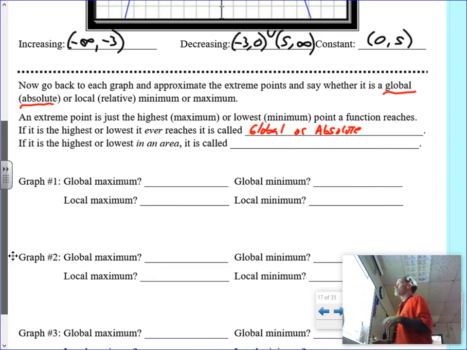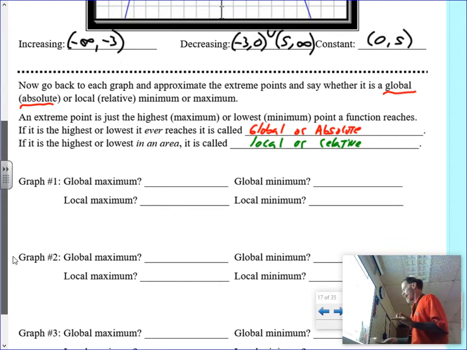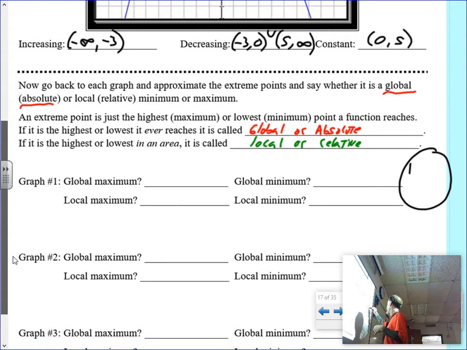And then if it's the highest or lowest point in an area, it might be a big area, then we call that either a local or a relative. And again, it can be either minimum or maximum. Now, the other day we talked about Venn diagrams for real number systems. Basically, all global extreme values, minimum maximums, are locals, but not all locals are global. So in your Venn diagram, all of these things are locals, but every once in a while, depending on what the graph looks like, there's a subset that are global.